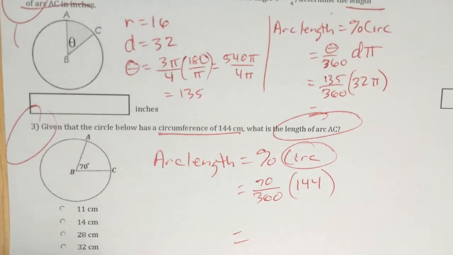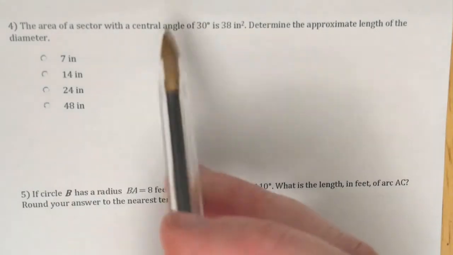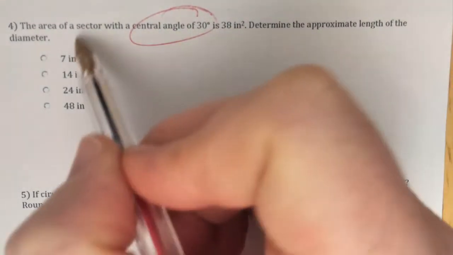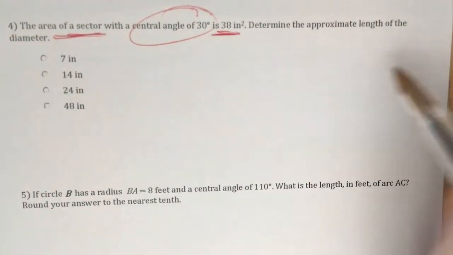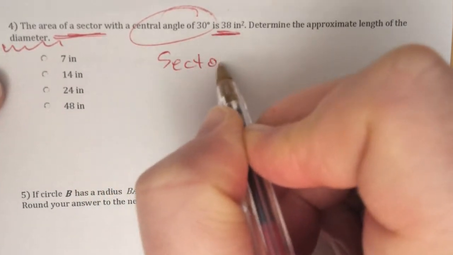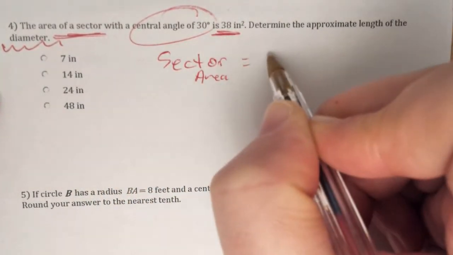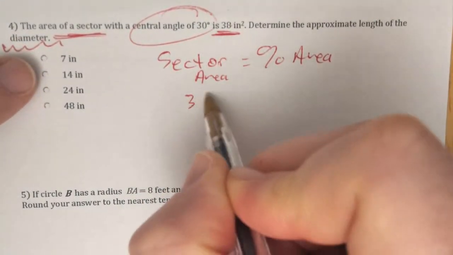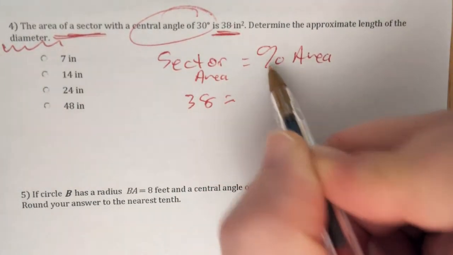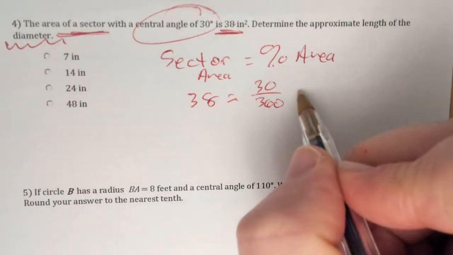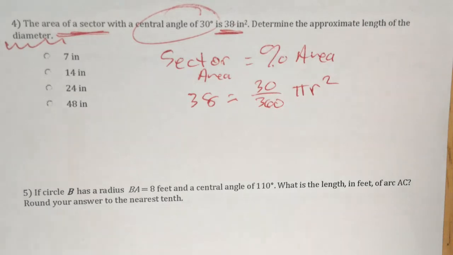Awesome. Okay, number 4. All right, so on number 4, we have the area of the sector with a central angle of this. So that's our angle. And they said that the sector area is this. And they want you to find the length of the diameter. All right, so the sector area equals the percentage of the area. Now they gave you the sector, which was 38. The percentage would be the angle over 360. So the angle's 30 over 360, and the area, they didn't give it to us, so it's just pi r squared. So we're going to solve for this.